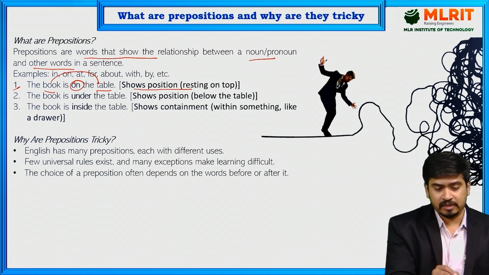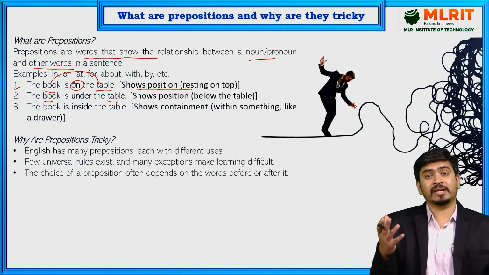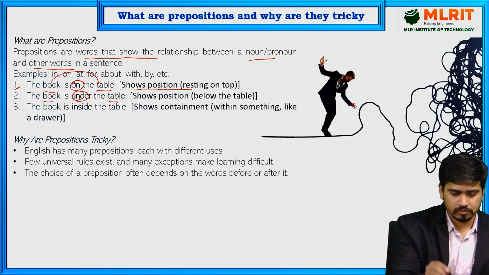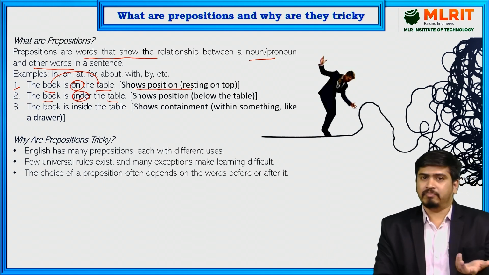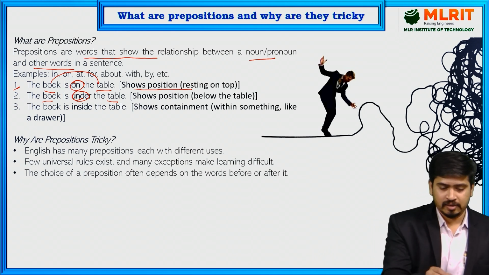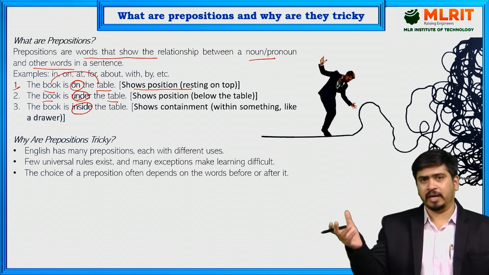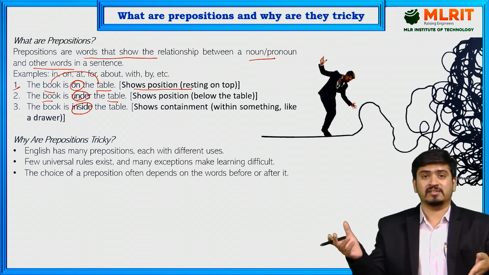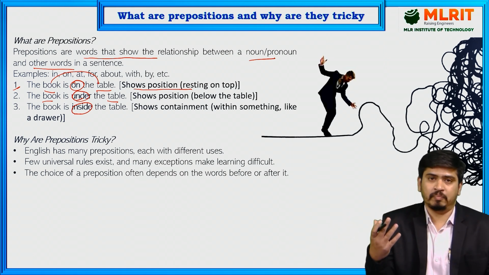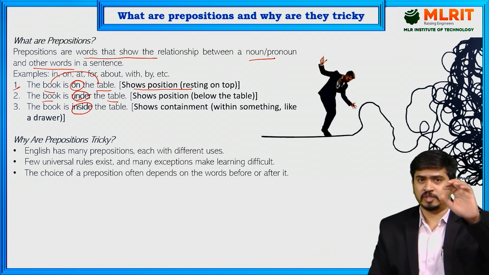Now the next sentence. Again we are talking about the book and the table. How is the relationship? The book is under the table. Another example, maybe the table has a drawer and the book is hidden inside. So inside. So with book and table, noun and word, we have three different relations. This relationship is expressed by a preposition. A quick, simple example. Okay. Now we have understood what a preposition is.